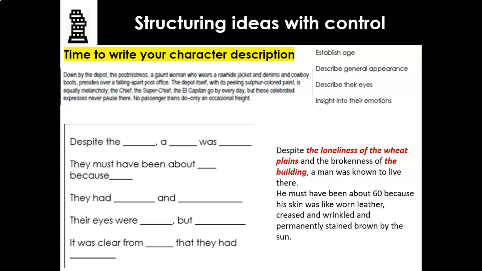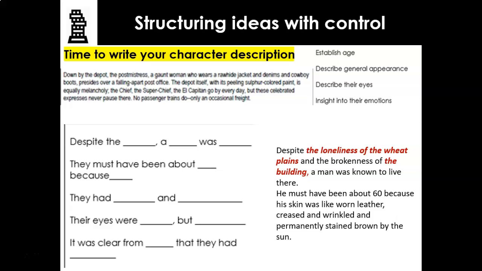Okay? Now, "they must have been about" blank "because" blank. So this is where you start thinking about bringing in the age and some of the descriptive details. So I've changed "they" to "he" because I'm writing about a man. He must have been about 60 because his skin was like worn leather, creased and wrinkled and permanently stained brown by the sun. So the other thing is, when you start to do your sentence stems, if you want to extend your description, go for it. Don't feel you have to write tiny little sentences because the gaps are tiny.